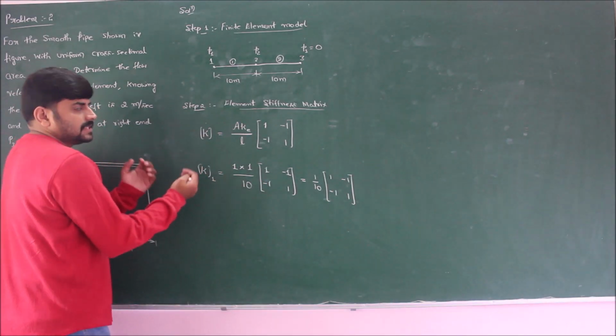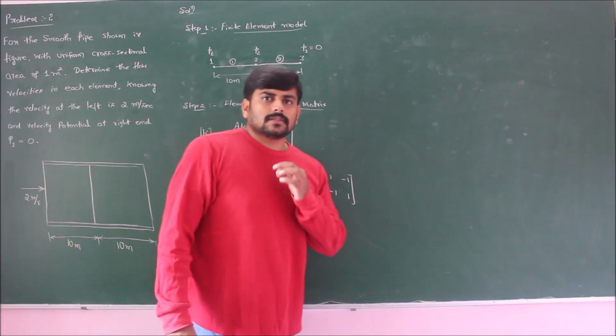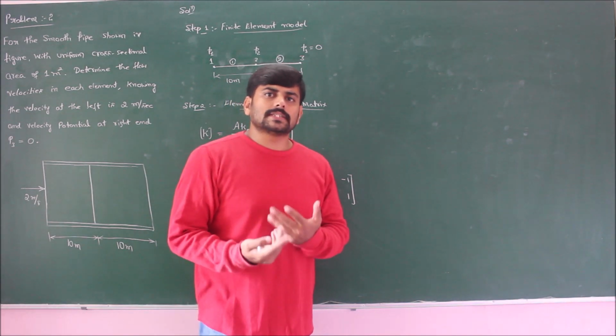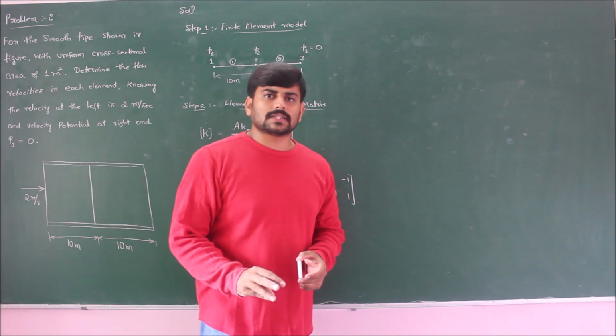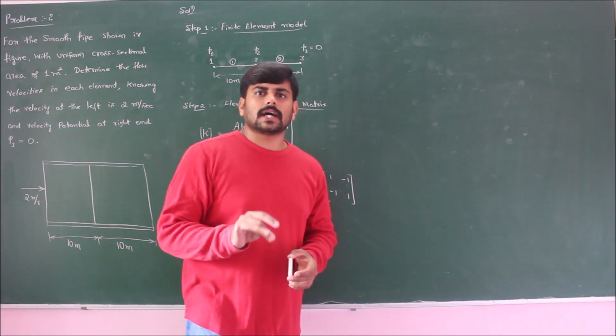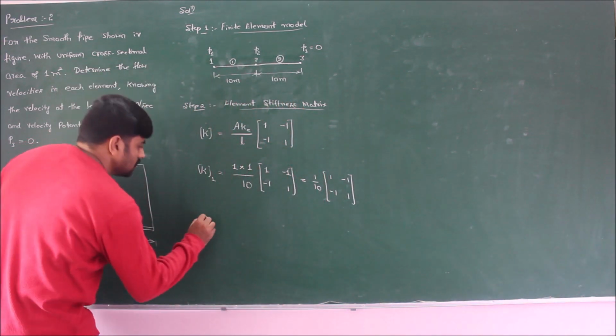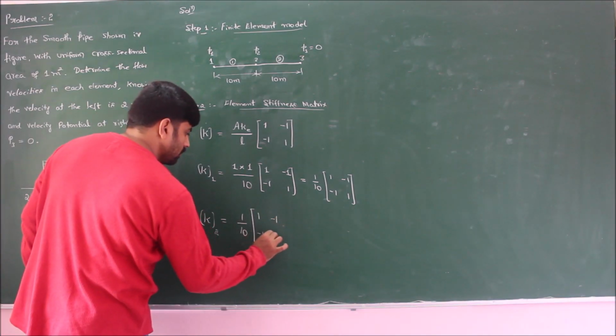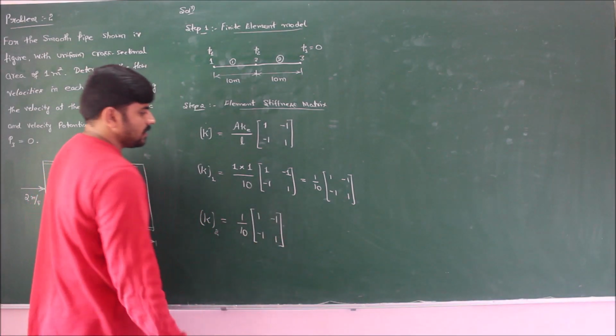Since this is a uniform cross-section smooth pipe, the element stiffness matrix for element 2 is also the same as element 1, because cross-sectional area, permeability and length are the same. Therefore, the element stiffness matrix for element 2 is 1 by 10 of [1 -1; -1 1].